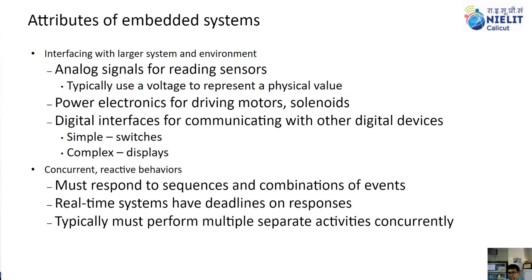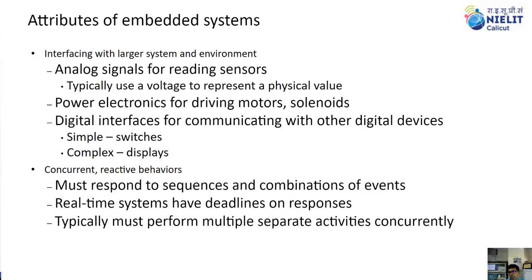Coming to the attributes: interfacing with larger systems and the environment. For that purpose, as part of an embedded system, we need to read analog and digital inputs. Analog signals are for reading sensors, like temperature variations. Many temperature sensors convert the temperature into equivalent voltage levels. Using analog to digital converters, we read all these values, apply certain algorithms, and identify the exact physical quantity.